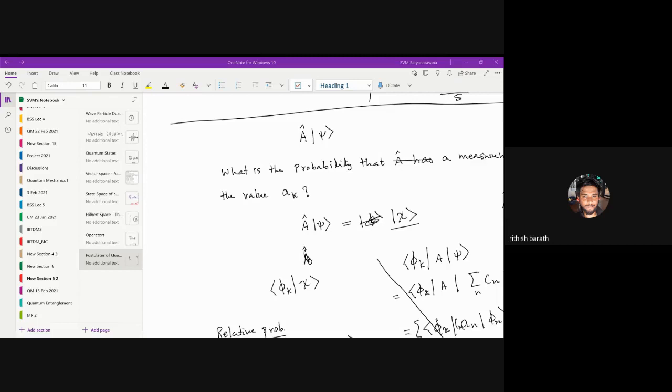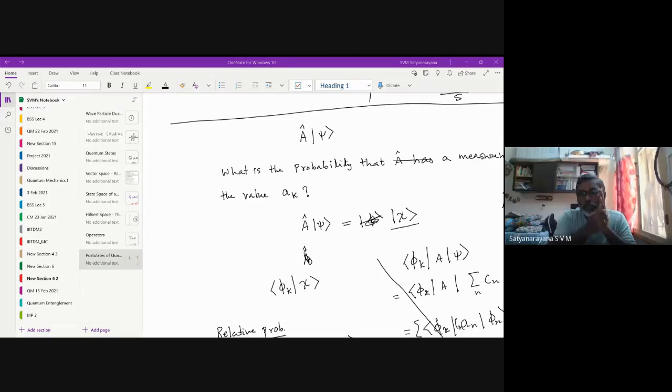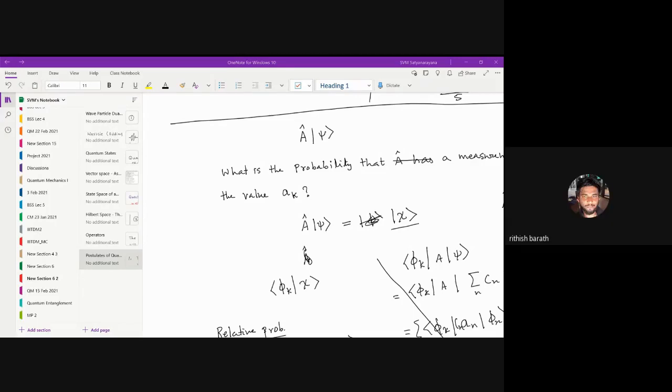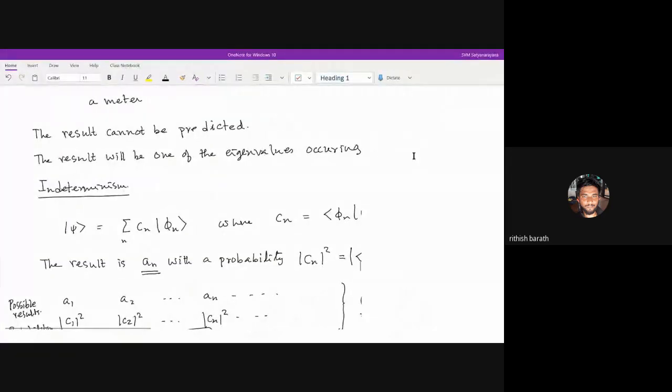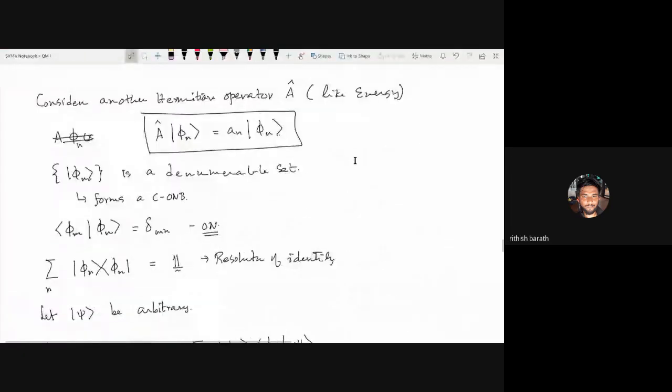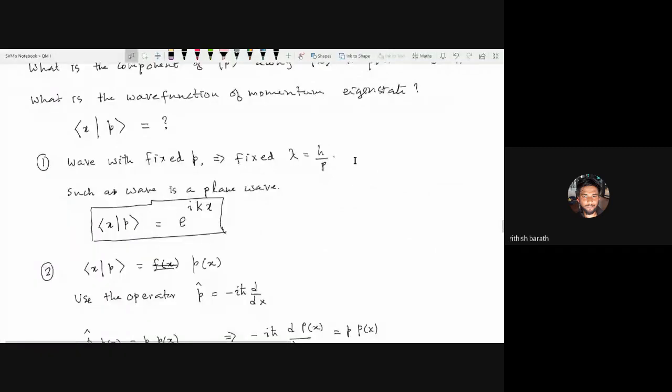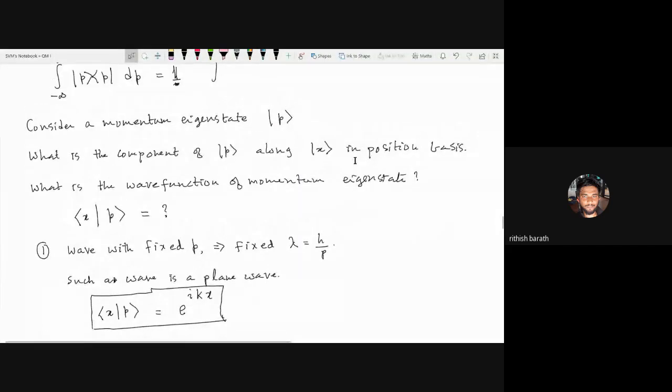Sir, the second doubt is with the first interpretation of this, when I try to find the p eigenstate as e power ikx. In the first interpretation, you said a wave with fixed p. Can you shed some light on that, sir? That part I was a little bit confused. How did you come to know that something is fixed? How did you say that p is fixed with this inner product of x and p?